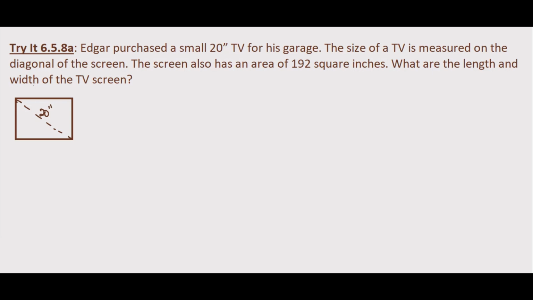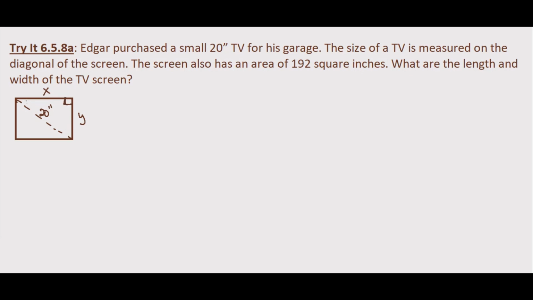So let's let x equal the length and y equal the width, or the height. In this case, we're looking at length and width because that's what we're asked for. We'll let x equal the length and y equal the width. What do we know about this? Well, we know this is a right triangle.